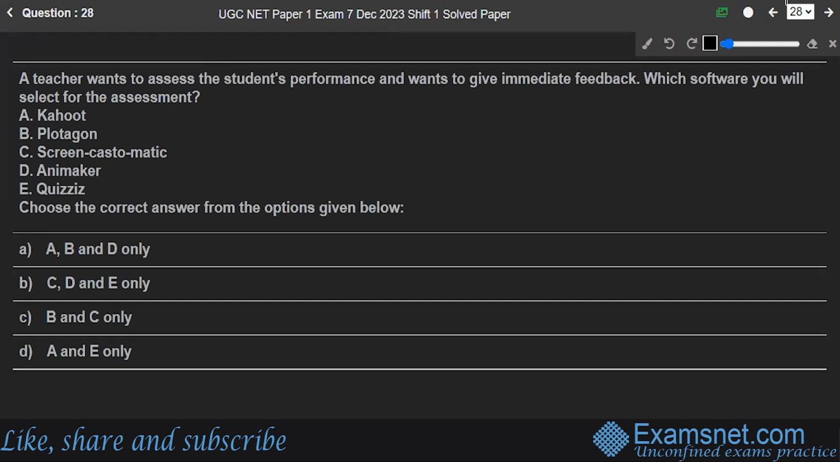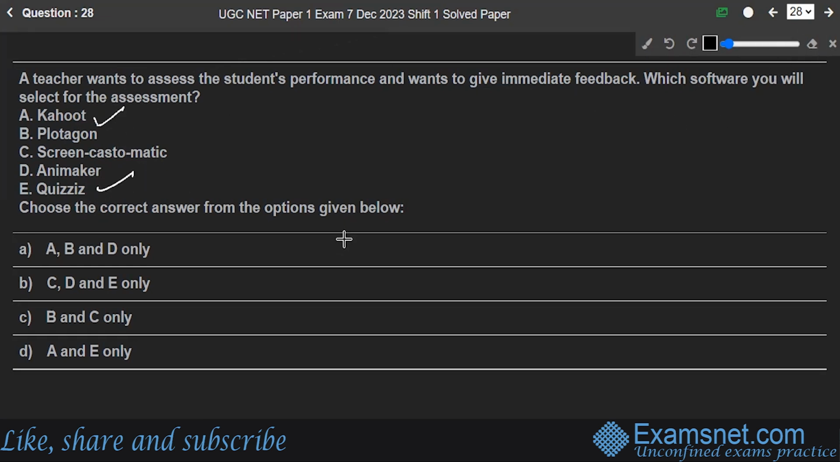Question number 28. A teacher wants to assess the student's performance and wants to give immediate feedback. Which software will you select for the assessment? Kahoot, Plotagon, Screencast-O-Matic, Animaker, or Quizzes? So you have to select the right answer for this question. Well, the right answer to this question is one of them is Kahoot, and then you have the quizzes also.